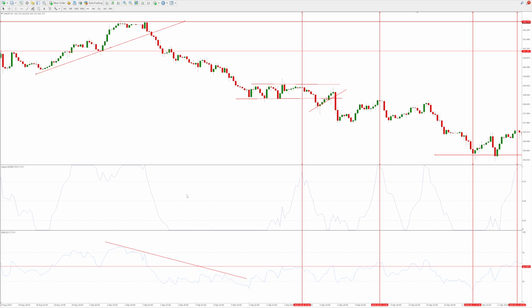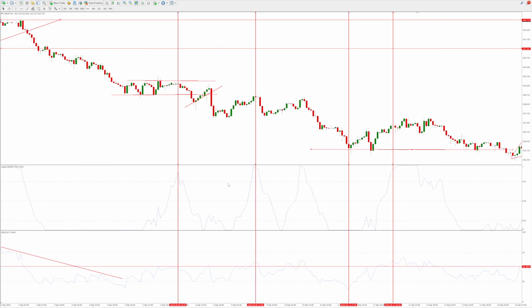I think they're very, very similar. To be honest, I probably wouldn't go out of my way to get the Laguerre RSI, but if you want to experiment, you can do so.